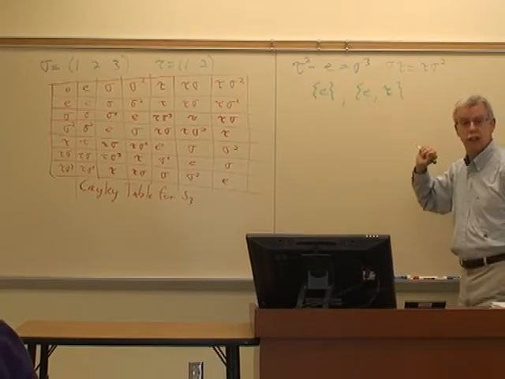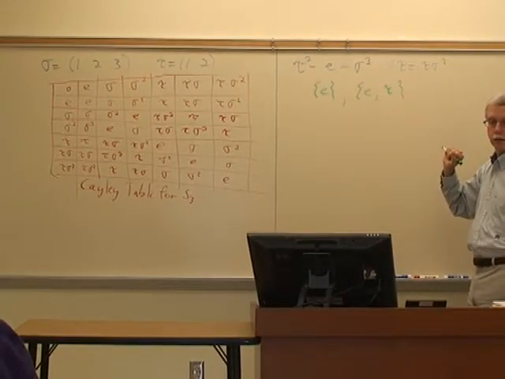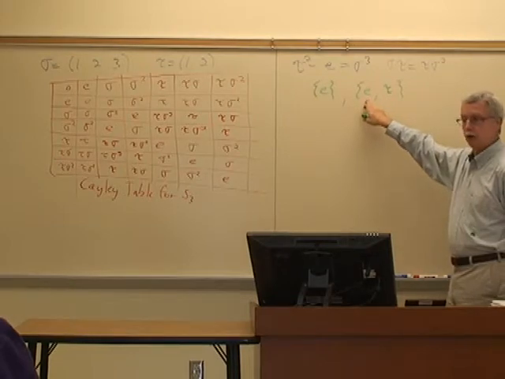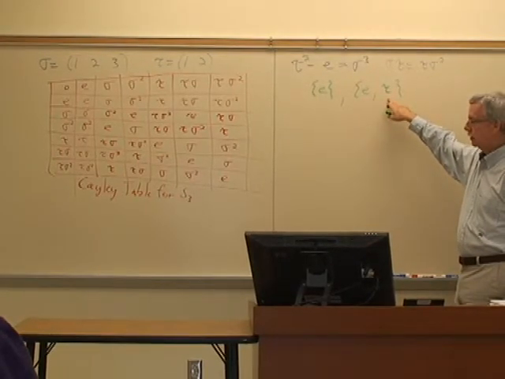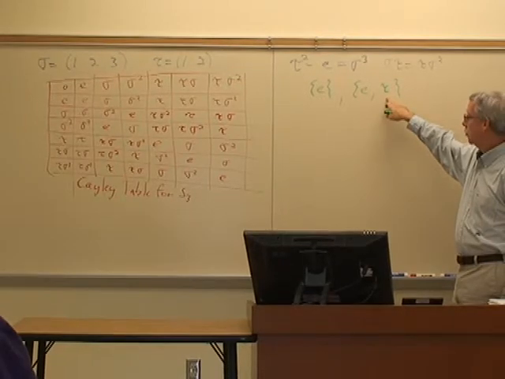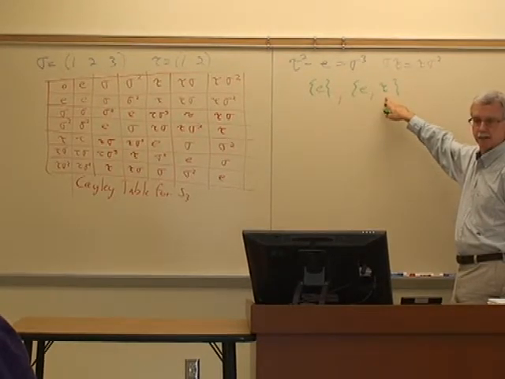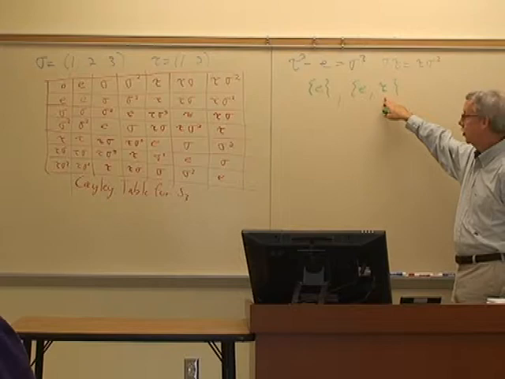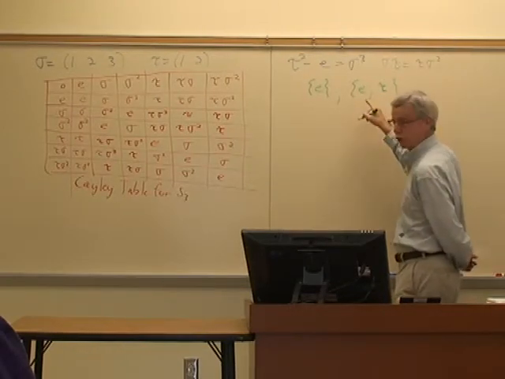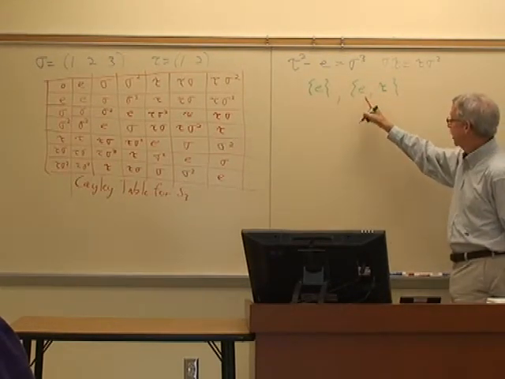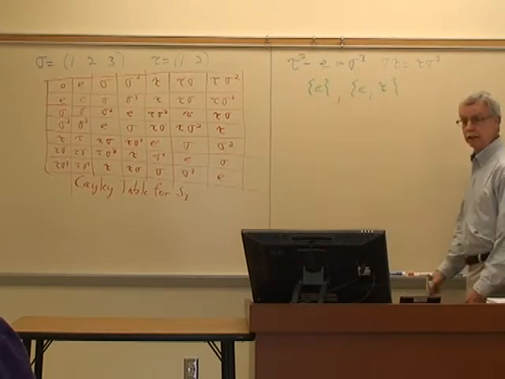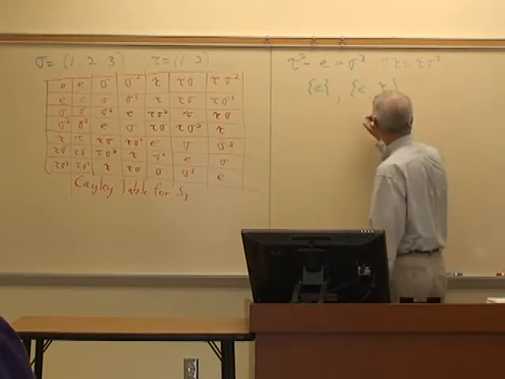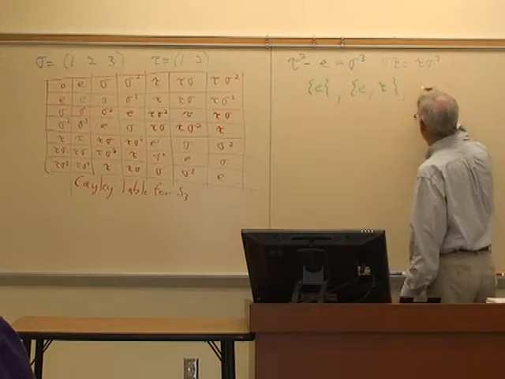It has identity. Does it have inverses? Well, the identity is always its own inverse. What's tau's inverse? Tau times what is the identity? Tau. So it's its own inverse. So this is a subgroup. It passes the 3 tests, right? Identity, closure, and inverses. So this is a subgroup. Another one. All right, what else can we do?